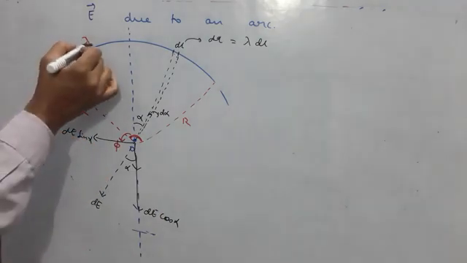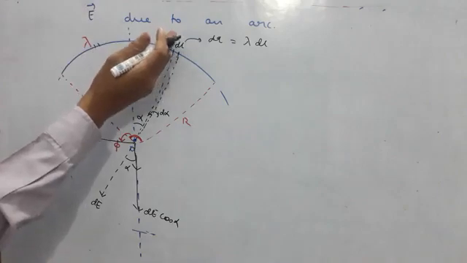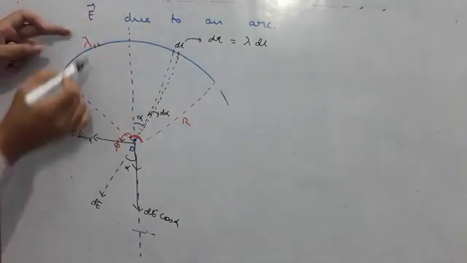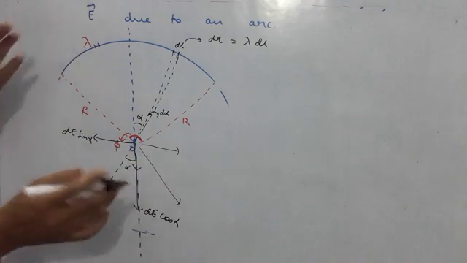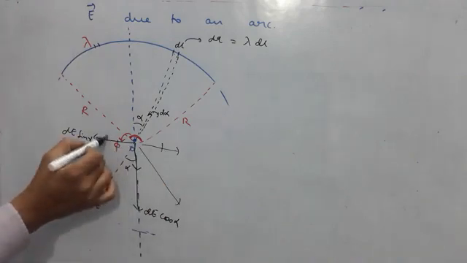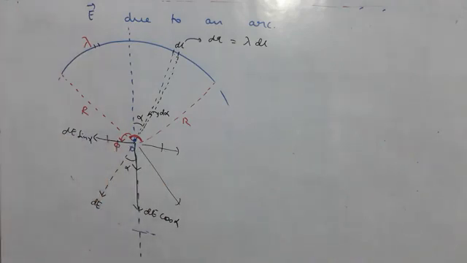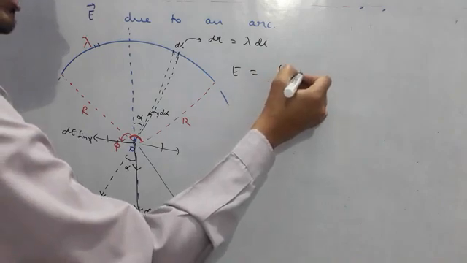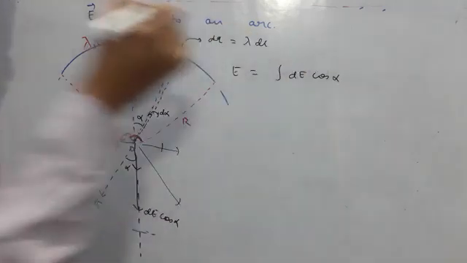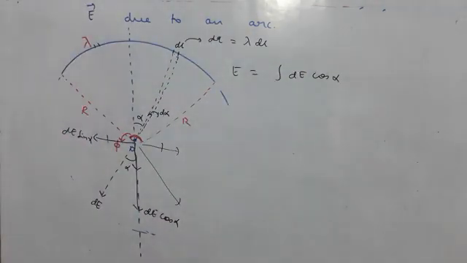If you choose one more element over here, symmetrically lying at the opposite end of this reference line, then its electric field will be like so. It will have two components, one here, one here. So you can easily see that these two components will cancel. Therefore, the net electric field will be in this particular direction, and that net electric field value will be nothing but integration of dE cos alpha. Rest you can find easily, students.